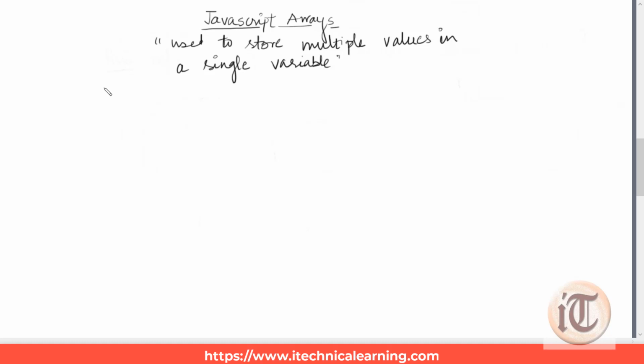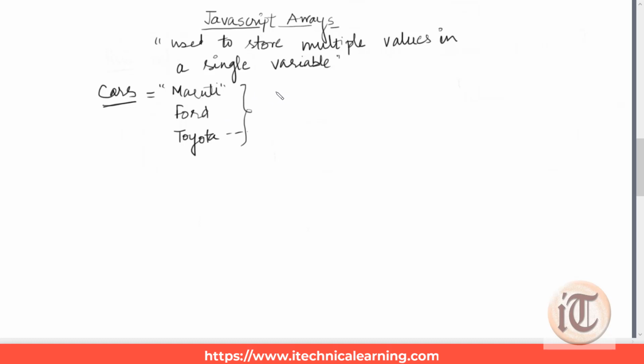Okay, so first I am continuing with the arrays part. Suppose I have a collection called cars, and these cars contain, say, first one Maruti, then Ford, then Toyota, and so on. So I want to store these multiple values within a single variable. For this type of work we use arrays.